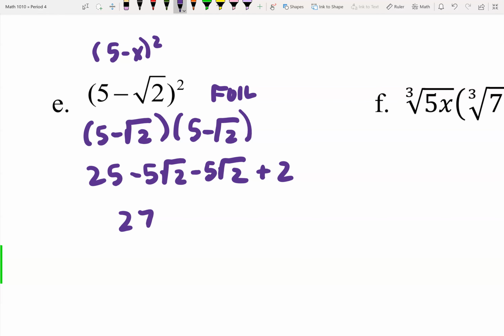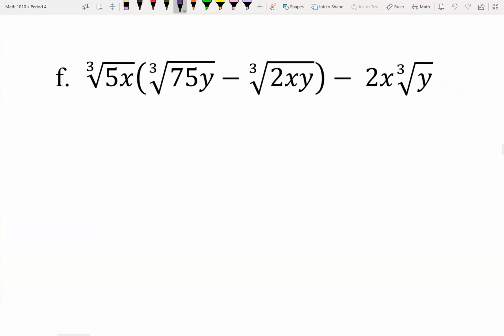25 plus 2 is 27. Square root of 2, square root of 2. They're going to have a square root of 2. What's the number that goes in front? It's a negative 10. Yeah, and that's your answer. 25 right here at the end, and then 2 at the end. 25 and 2. Okay? Okay, question F is one that we highlighted.